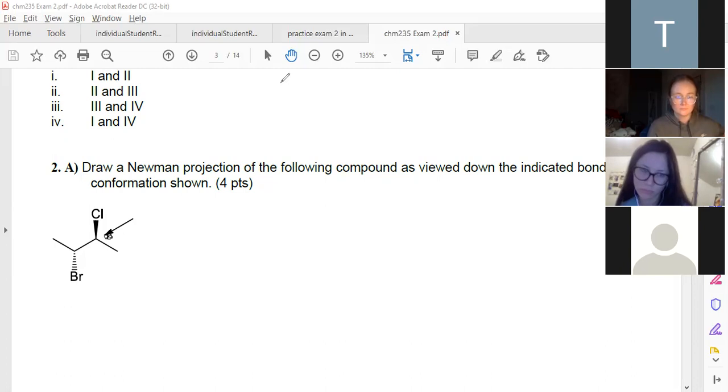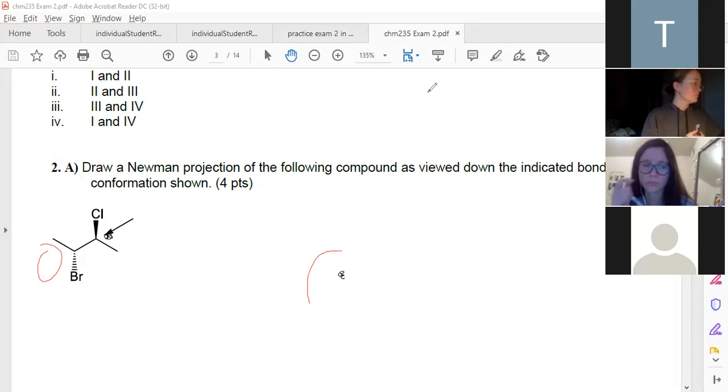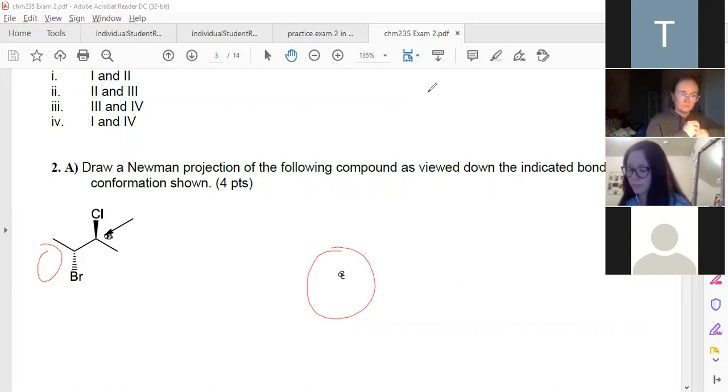Okay, so the first one is my dot carbon. So I draw my dot first, right? And then I draw my circle behind it. Does that make sense for how to distinguish between the two? So if wherever that arrow is pointing, the first carbon that arrow is pointing at is your dot. So what is attached to your dot carbon?